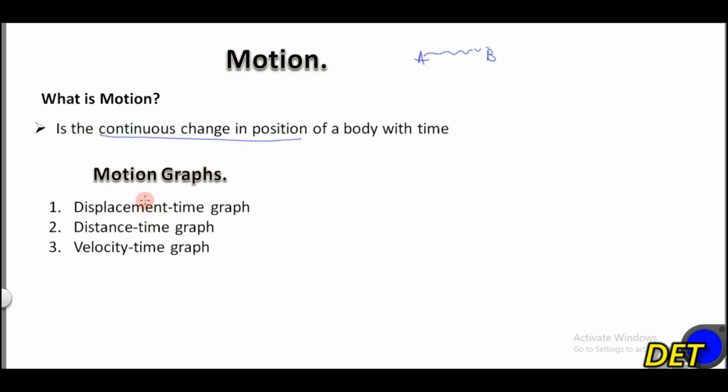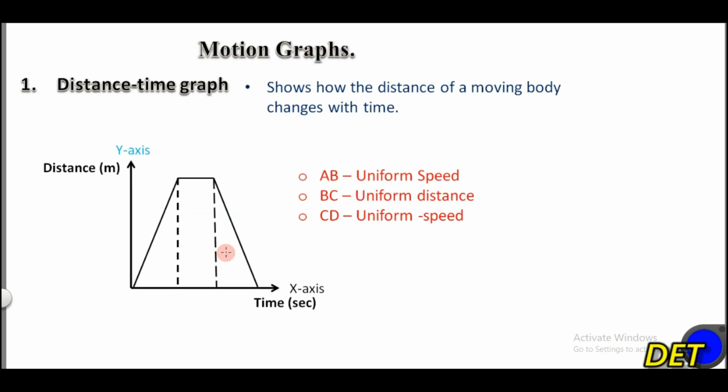Motions in physics are studied with motion graphs, right? And we have basically three types of motion graphs. We have the displacement time graph, the distance time graph, and the velocity time graph. The velocity time graph is the one most commonly used in physics. So let's look at the distance time graph, which is the first one that we have.